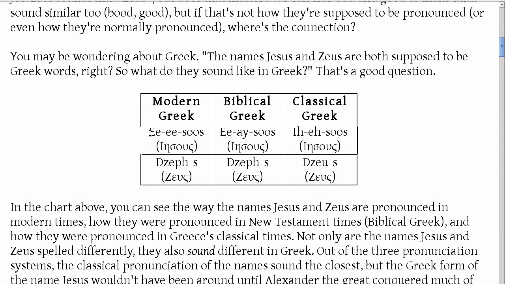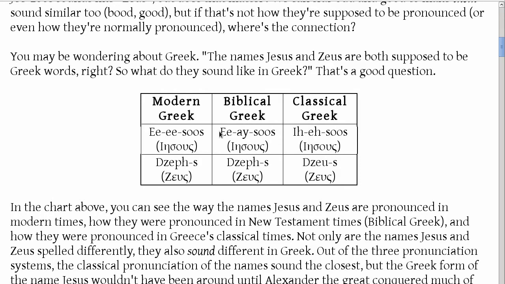In modern Greek, which obviously is how they pronounce it nowadays, Jesus would be pronounced with the accent on the second syllable. And Zeus would be pronounced differently. In biblical Greek, which is how Paul would have spoken Greek, and which is also called Koine Greek or Hellenistic Greek, Hellenistic has no connection at all to the word hell.